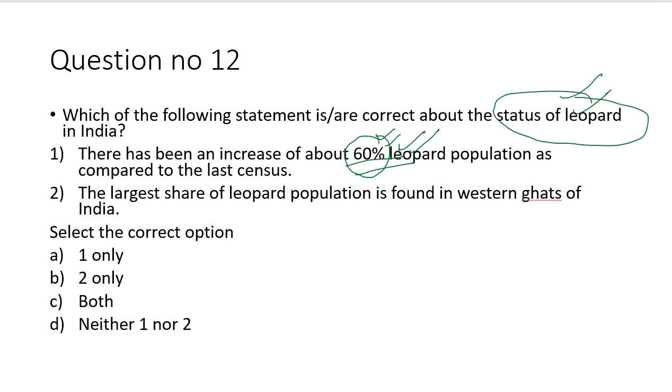Option 2 is about the location where leopards are found in India. The leopards are mainly found in savanna-type grasslands, open fields, and open forests, not in the dense evergreen forests present in the Western Ghats. They are found in the Western Ghats also, but the largest share is in Madhya Pradesh. So 2 is wrong, 1 is correct.